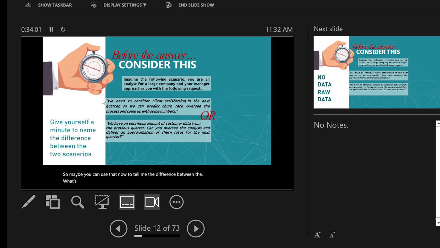Okay, no worries. You see, in the first statement, there is no available data in the company. You have just been told to do the analysis. You have not been told if we have the data or not. In this one, there is already customer data. So this is what you are trying to look into.